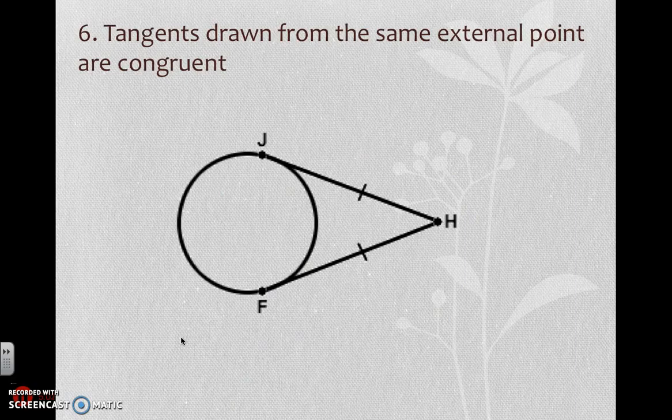Next is that tangents drawn from the same external point are congruent. Pretty straightforward. If you have two tangents and they share a point outside the circle, then those tangents have to be congruent to each other. So HJ has to be congruent to HF.